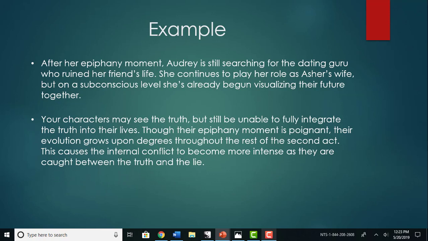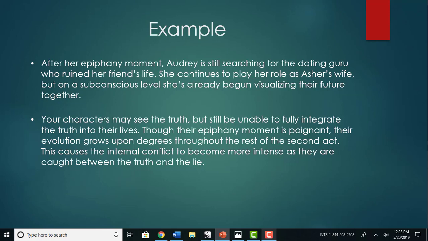So your characters may see the truth, but they're still going to be unable to fully integrate the truth into their lives. Though their epiphany moment is poignant, their evolution grows by degrees throughout the rest of the second act. And this causes that internal conflict to become a lot more intense.